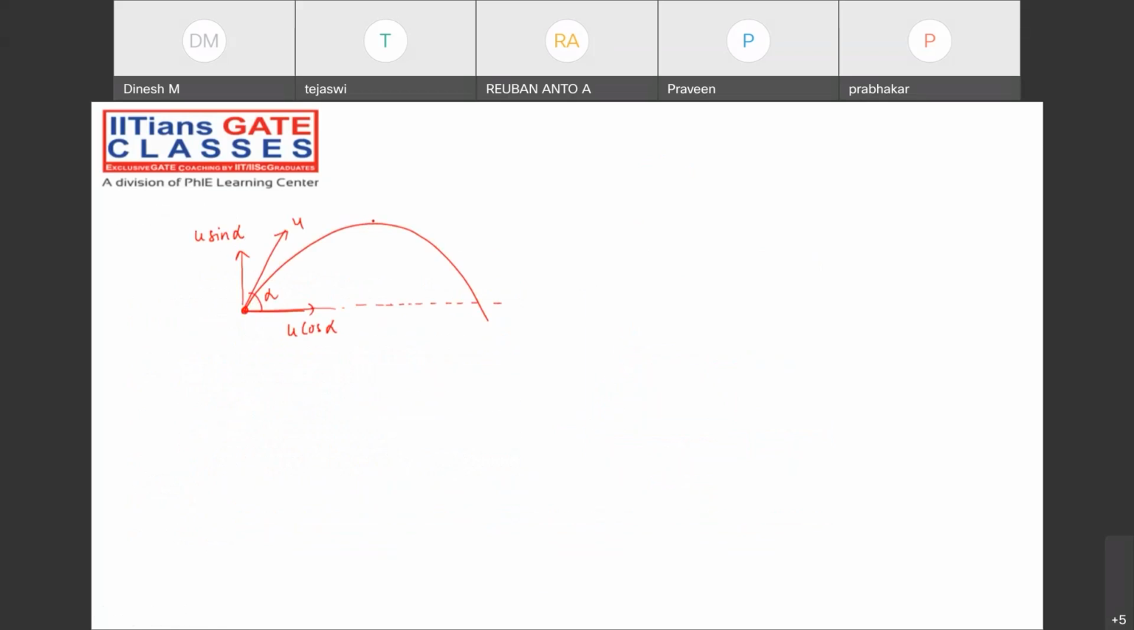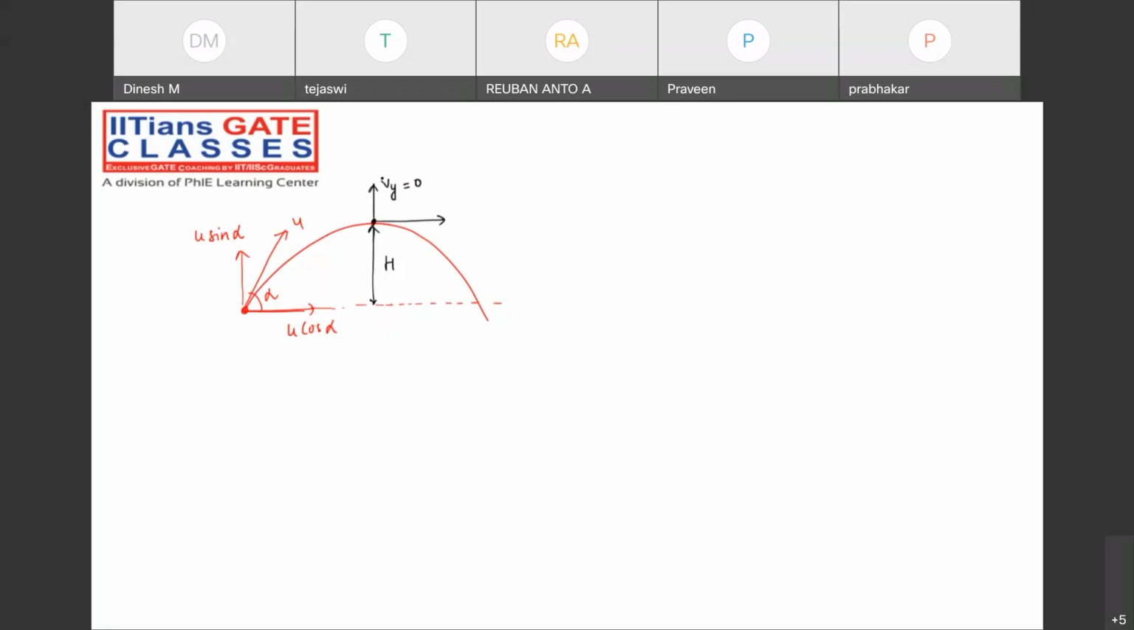Now at the top of the projectile path, what will be the velocity? Suppose it has traveled some height. That height we call h, the total projectile height of the particle. At this point, the velocity will be only the horizontal component, right? There will not be any vertical component. Am I right?